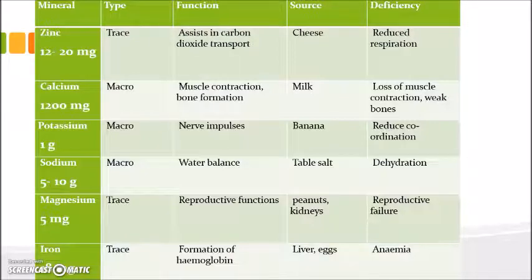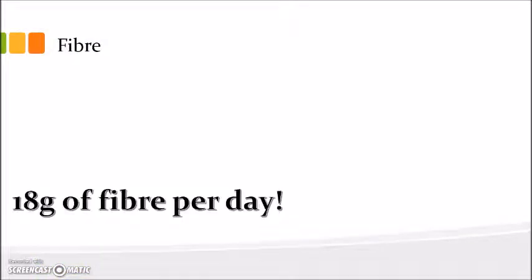Iron is the formation of hemoglobin, really important. Found in liver and eggs, and deficiency is anemia. 18 milligrams per day is required. Now, if we look at fiber, you need 18 grams of fiber per day.